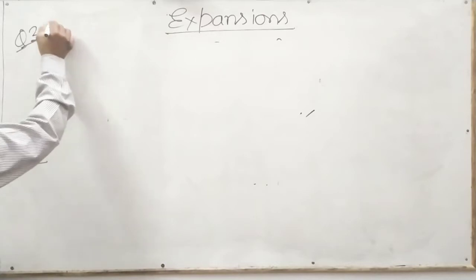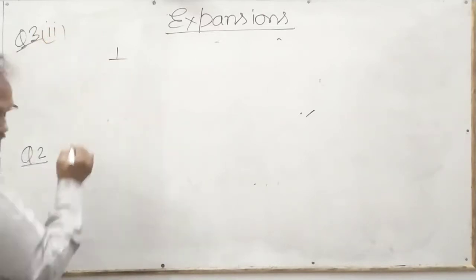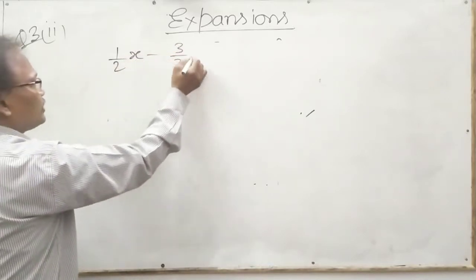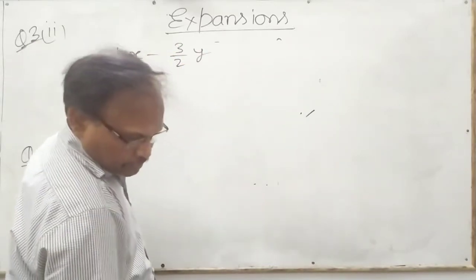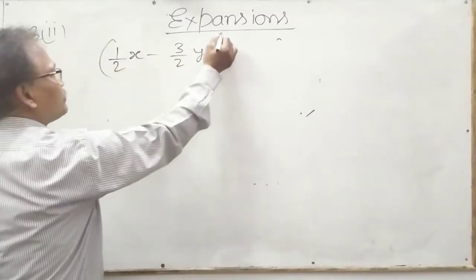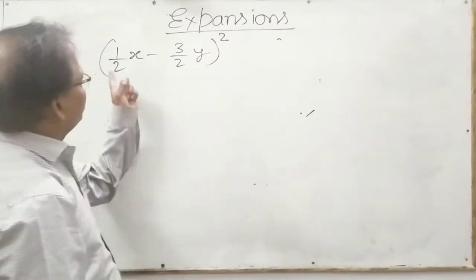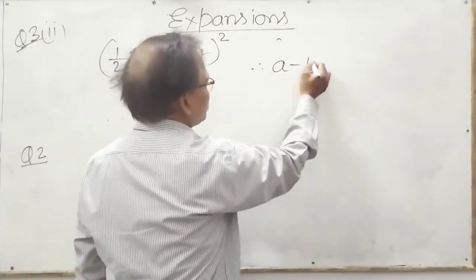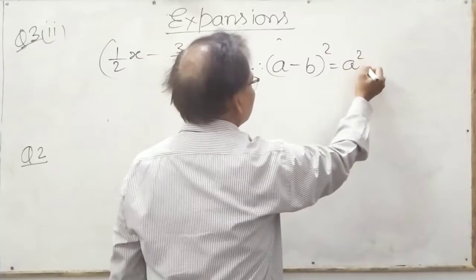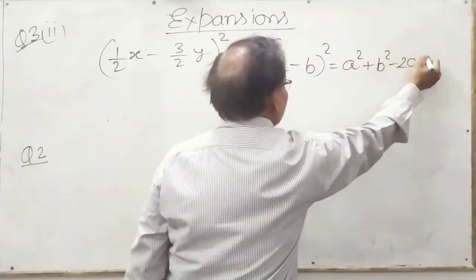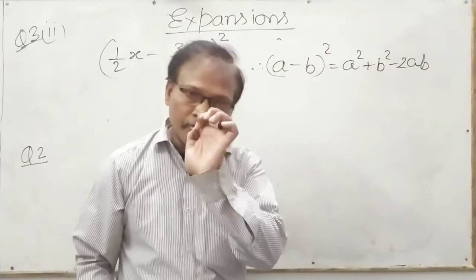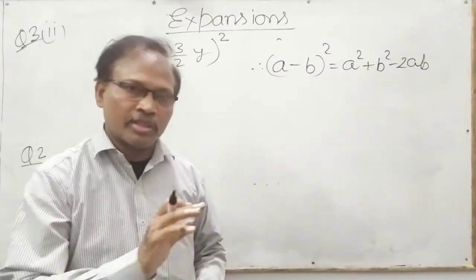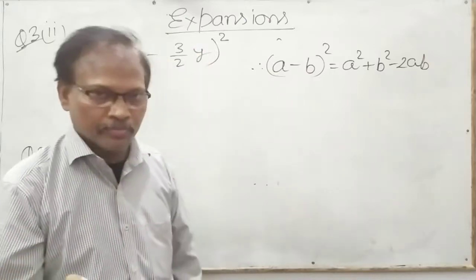Question number 3, second part: (1 by 2x minus 3 by 2y) whole square. This is a minus, so you will use the formula (a minus b) whole square is equal to a square plus b square minus 2ab. You have to write the formula. If you write the formula consistently, then you will not get confused in any question.